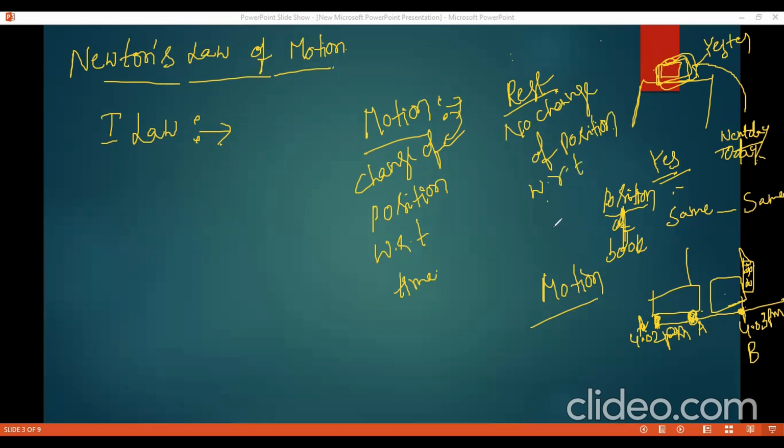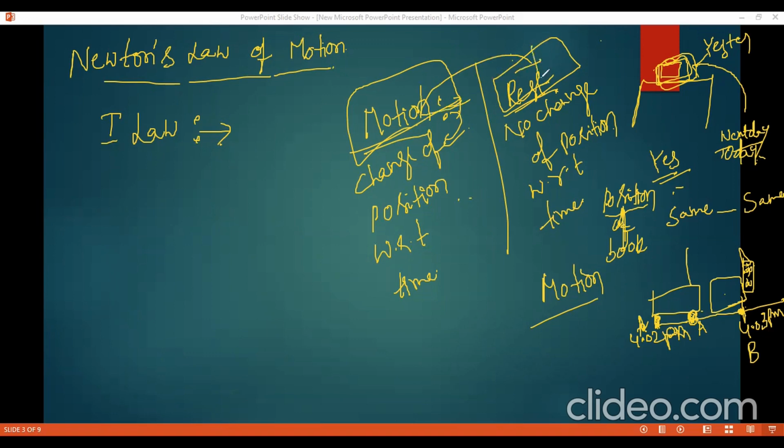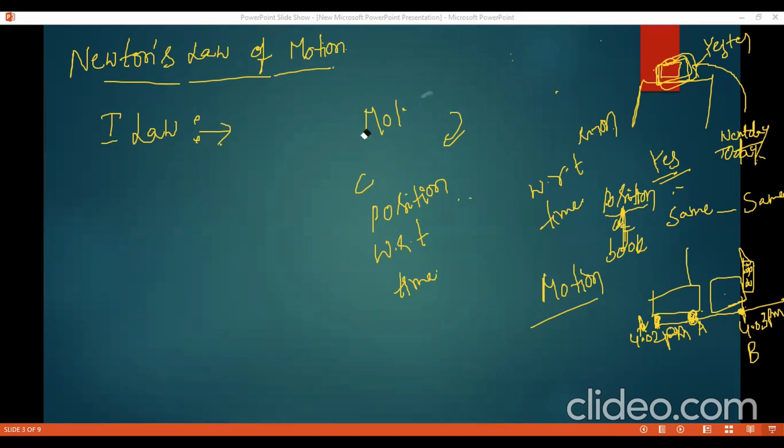Got it? So this is the main difference between motion and rest. As time passes, the position is the same in the case of rest, whereas in motion the position changes. Rest and motion are relative to each other, and those we will study later. Now, what does this first law say?